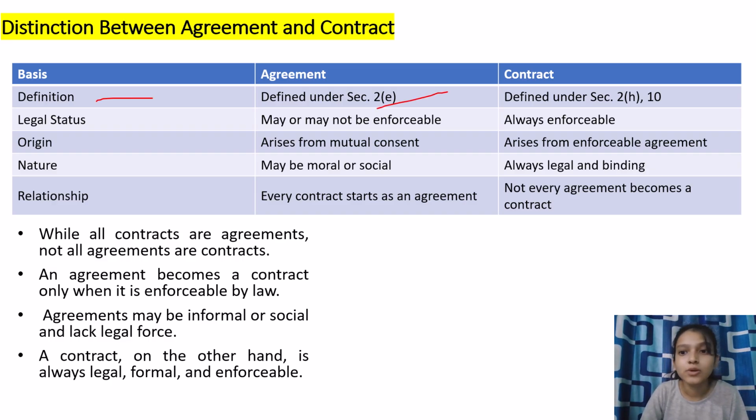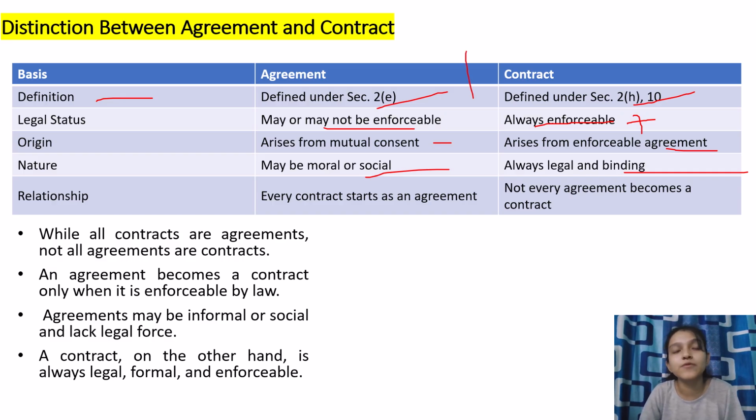Now let's move into the distinction between agreement and contract. Definition: given under Section 2(e) for agreement, and under 2(h) for contract. Legal status: may or may not be enforceable, versus always enforceable. So these are the very differences that set apart agreement and contract. Origin: arises from mutual understanding, versus arises from an enforceable agreement. Nature: may be moral or social, versus always legal and binding. So contracts are always legal and binding. The person, at any cost, has to fulfill his promise. If he doesn't do so, the other party has the right to sue him in court. Whereas in an agreement, if the party fails to perform his duty, the other party does not have the right to seek remedies in the court.